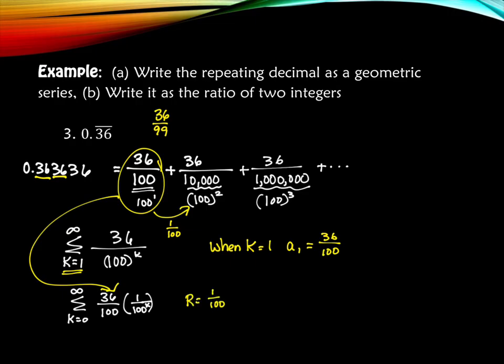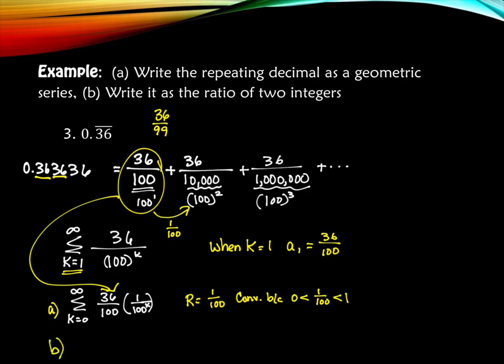Will this converge? Yes. Why? Because that's between 0 and 1. Exactly. So this will converge because 0 is less than 1 over 100 is less than 1. That's why it's converging. And because it's converging, so this is everything we've done to here. This is part A. Because it's converging, I can do part B.